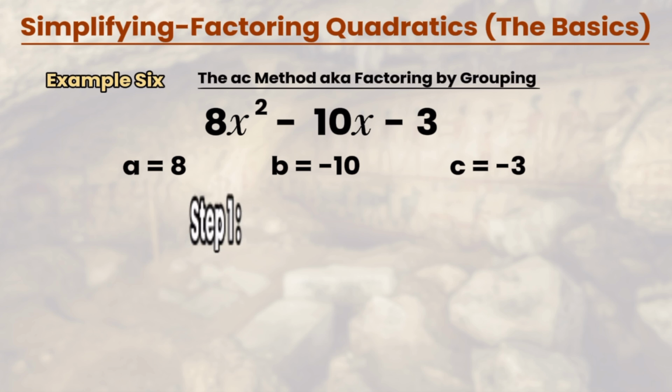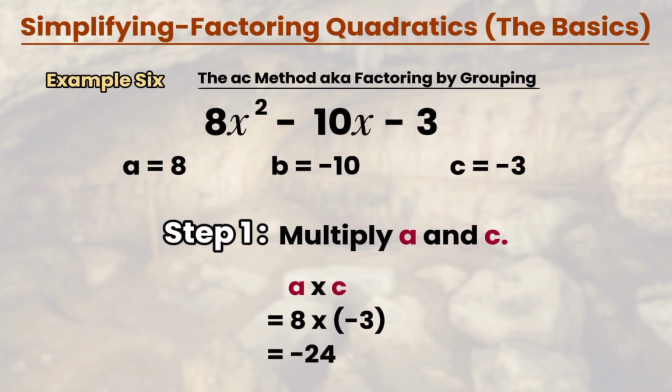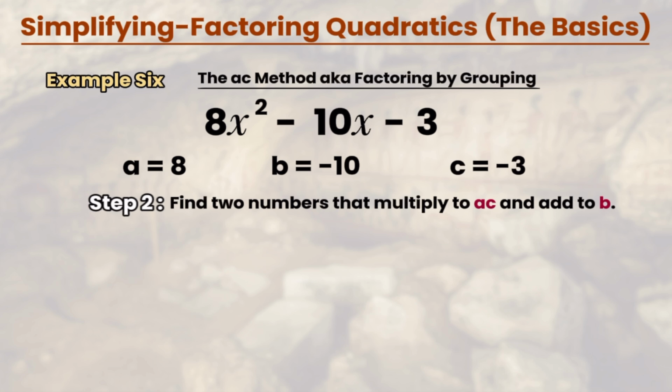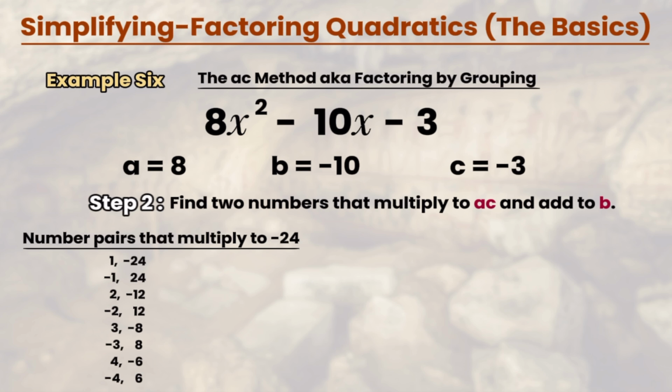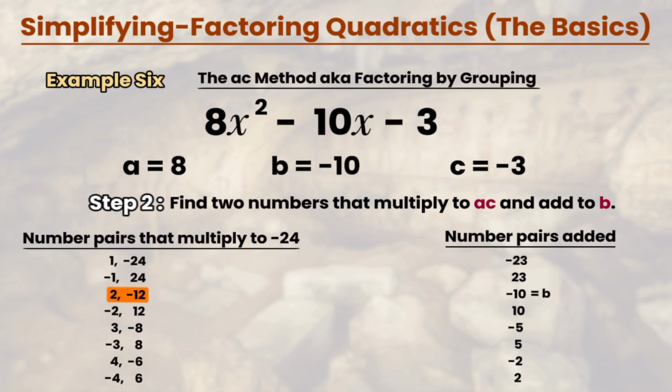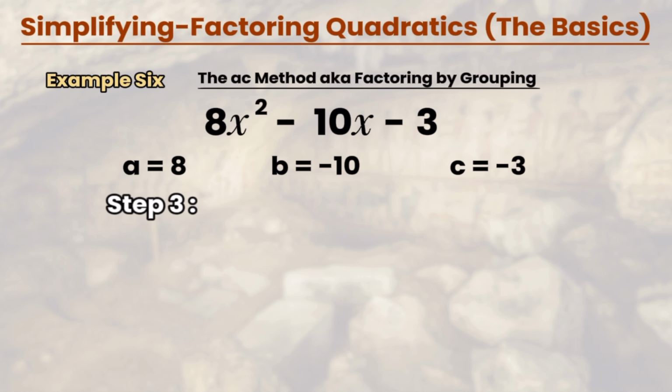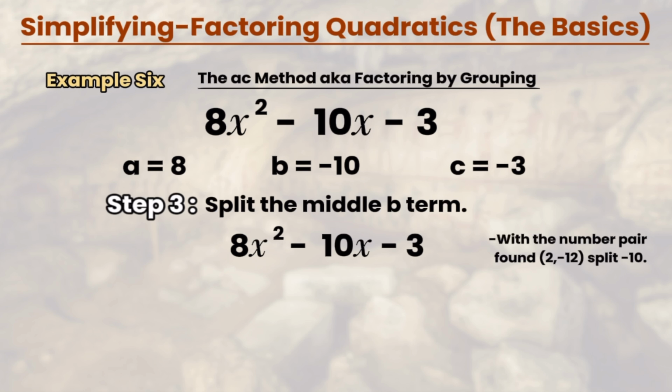Step 1, multiply A and C, which is 8 times minus 3, to give us minus 24. Step 2, now find two numbers that multiply to give minus 24 and add together to give B, which is minus 10. Here are the number pairs that multiply to minus 24. Once added in this case, you'll find the pair to be 2 and minus 12. Step 3, with the two numbers found, use them to split the middle term. So we go from this to that.